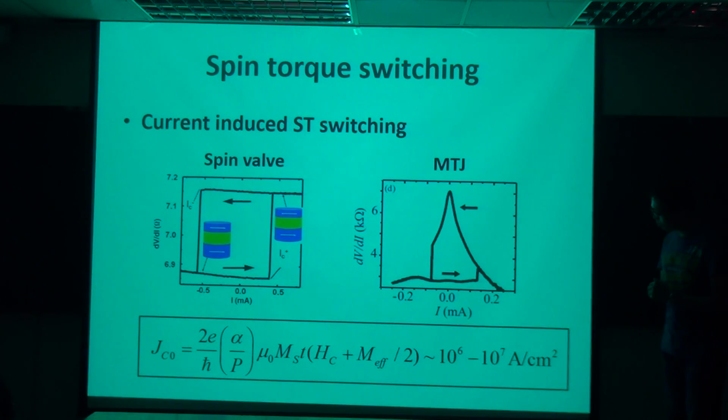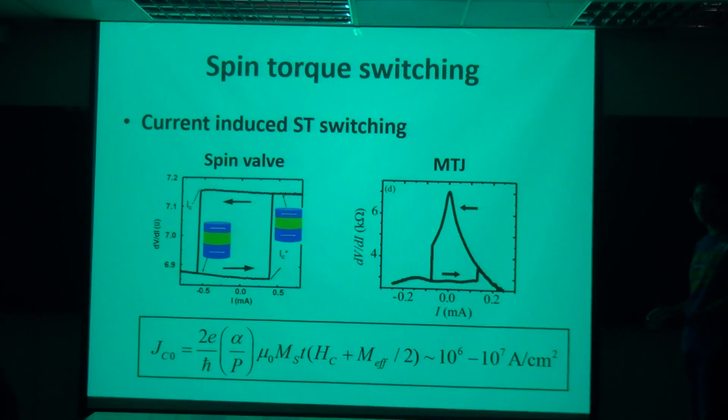But anyway, if you plug in some typical numbers for, say, the damping constant, spin polarization, and saturation magnetization of the material, and the demagnetization field, typically less than a Tesla, you will get a critical switching current density of about 10^6 or 10^7 amps per centimeter squared. And this is much higher than what people typically want for real-world memory applications. People want this to be as low as, say, 10^5.